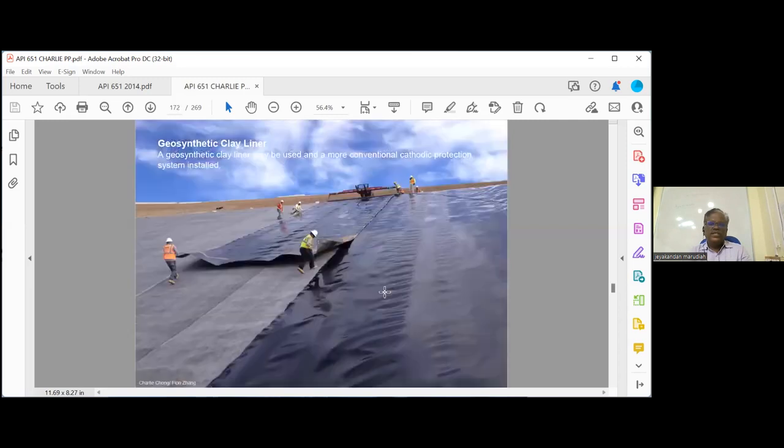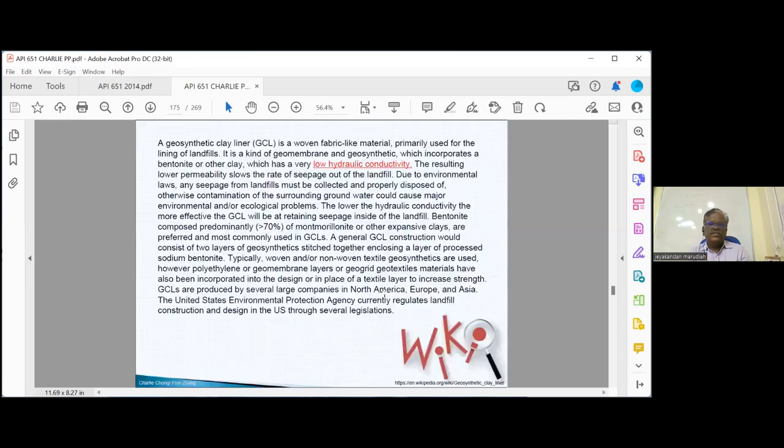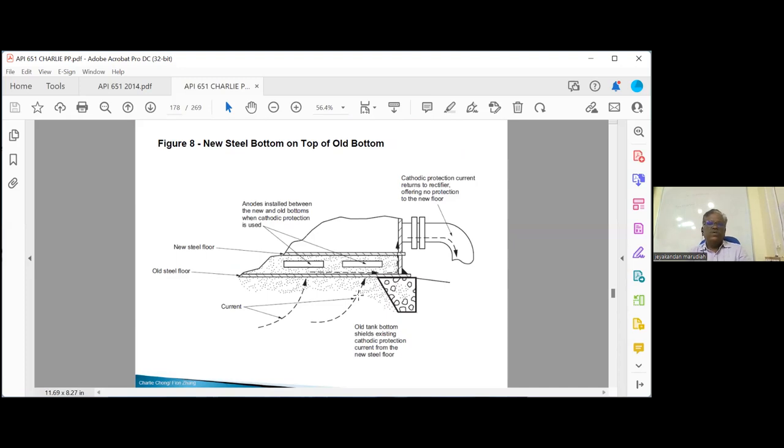This is tank jacking. So anodes are installed. Suppose you are going to install a new bottom. You remember the new bottom, how we complete that: clean the tank and fill with soil, then we install a new bottom. So the anode can be installed between the old and new bottom like this. But generally when you are using soil, the old bottom should be removed. Old bottom shields existing. Otherwise, there may be a possibility of reverse current flow also.